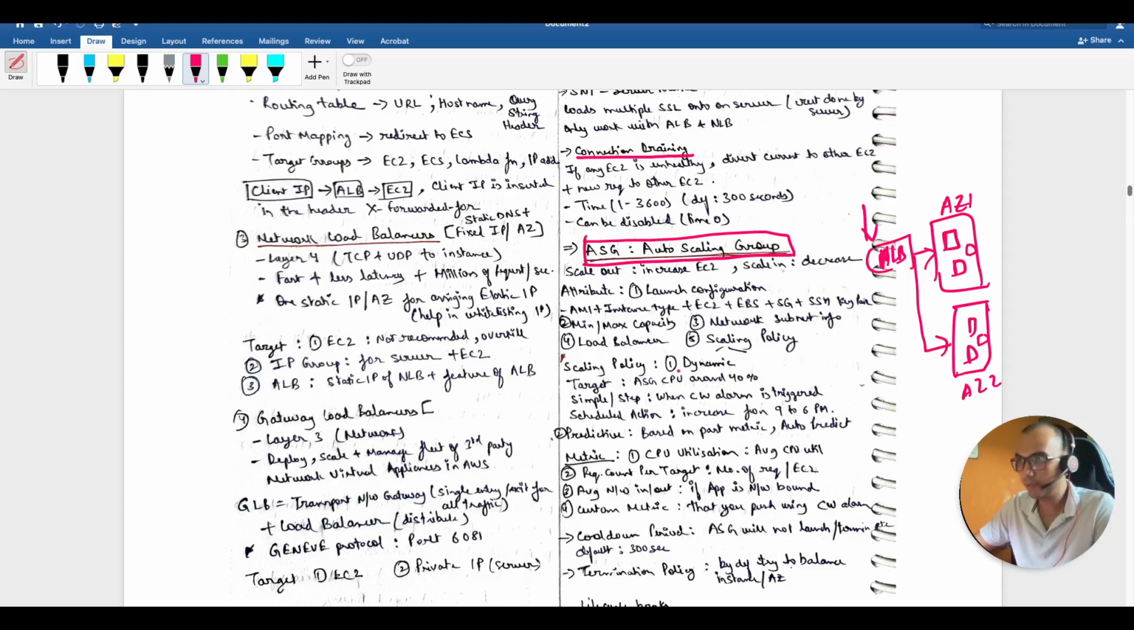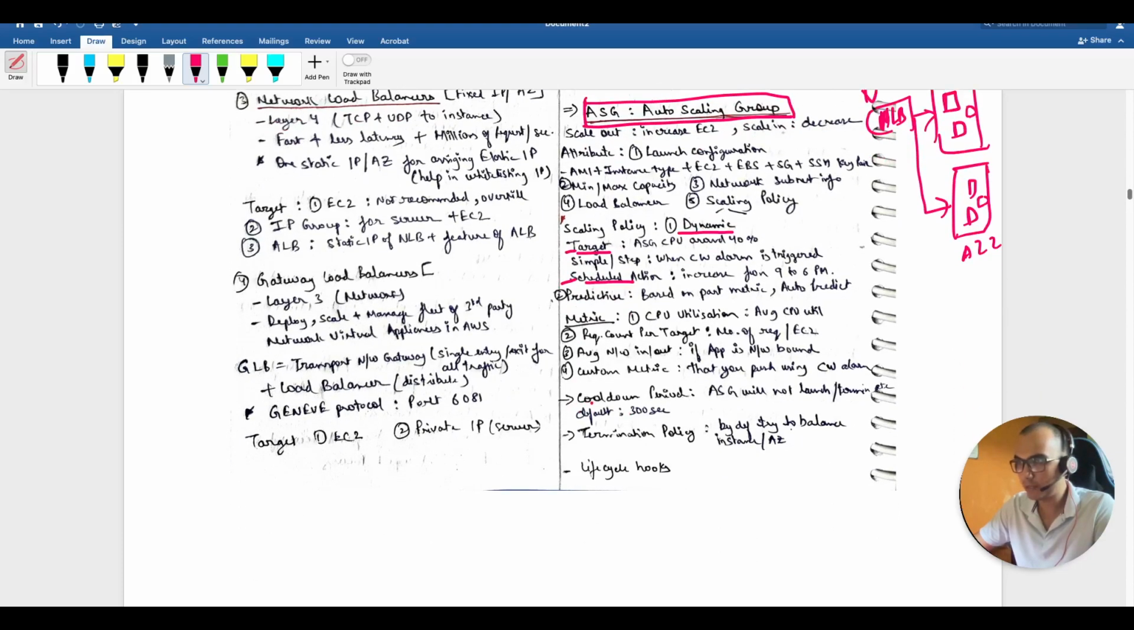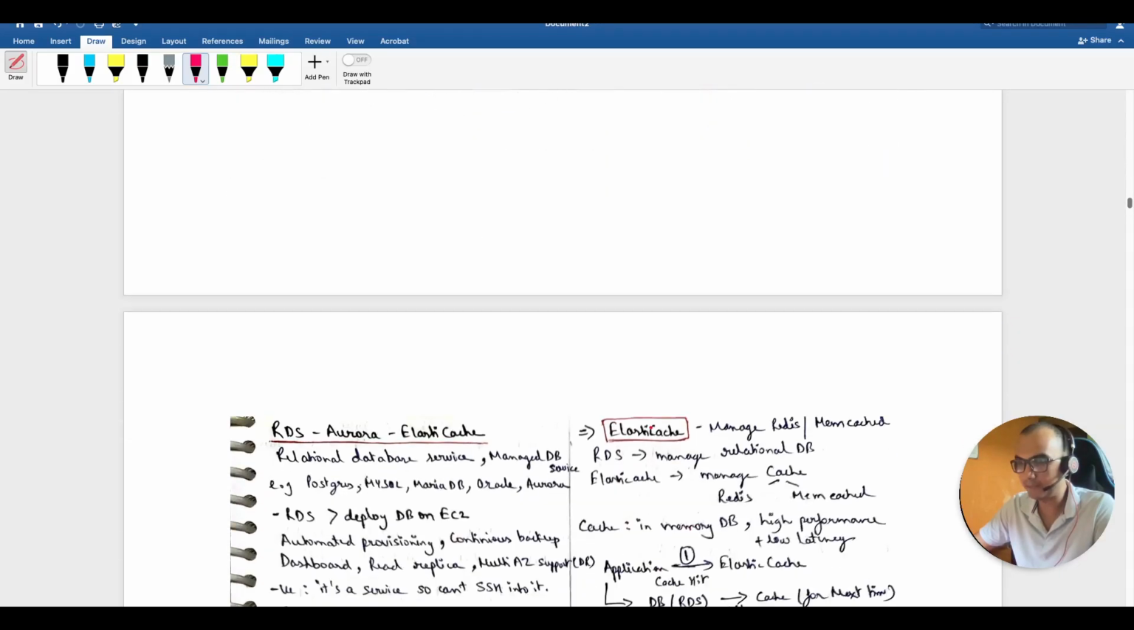Okay, now there are some policies like dynamic scaling policy, target scaling policy, and scheduled action. The target and scheduled action ones are the most important. And also, what is a cooldown period, and what is a termination policy.